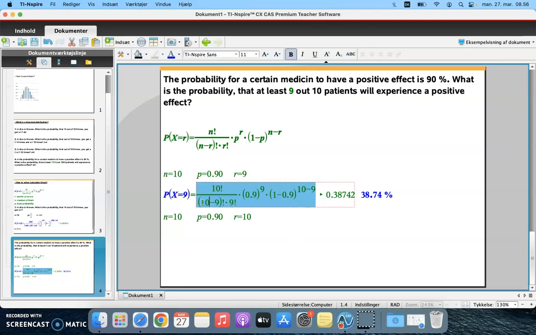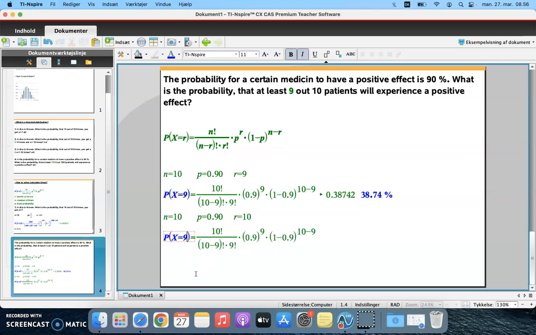Now we will do the exact same, but this time we're going to change the R to 10. This was R, this was R, and this time we get 34.87%. Okay? So this here means that this is the probability that exactly 10 patients will experience a positive effect.